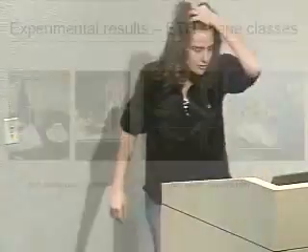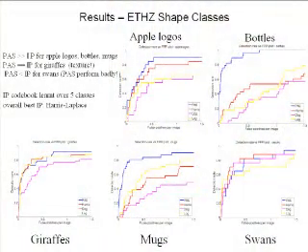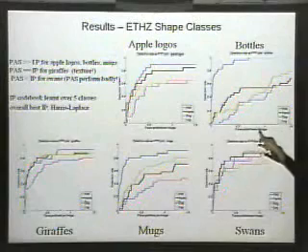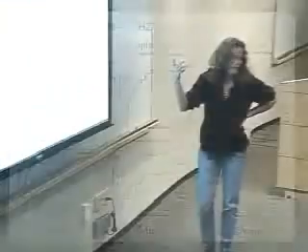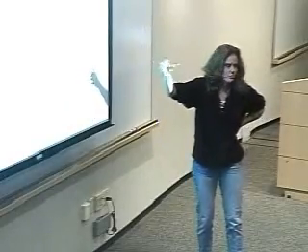Okay, that's the other classes, so bottles and swans. Again, we have done an evaluation compared to interest points, and you can see for Apple logos, shape descriptors in blue give better results than the interest points. Here, Harris Laplace works best for the Apple logos among the interest points. For bottles, you can see that the performance gain is really tremendous, which you would expect, because for a bottle there are no interest points. Then for giraffes, it's kind of interesting as well. Interest points and shape features perform similarly.